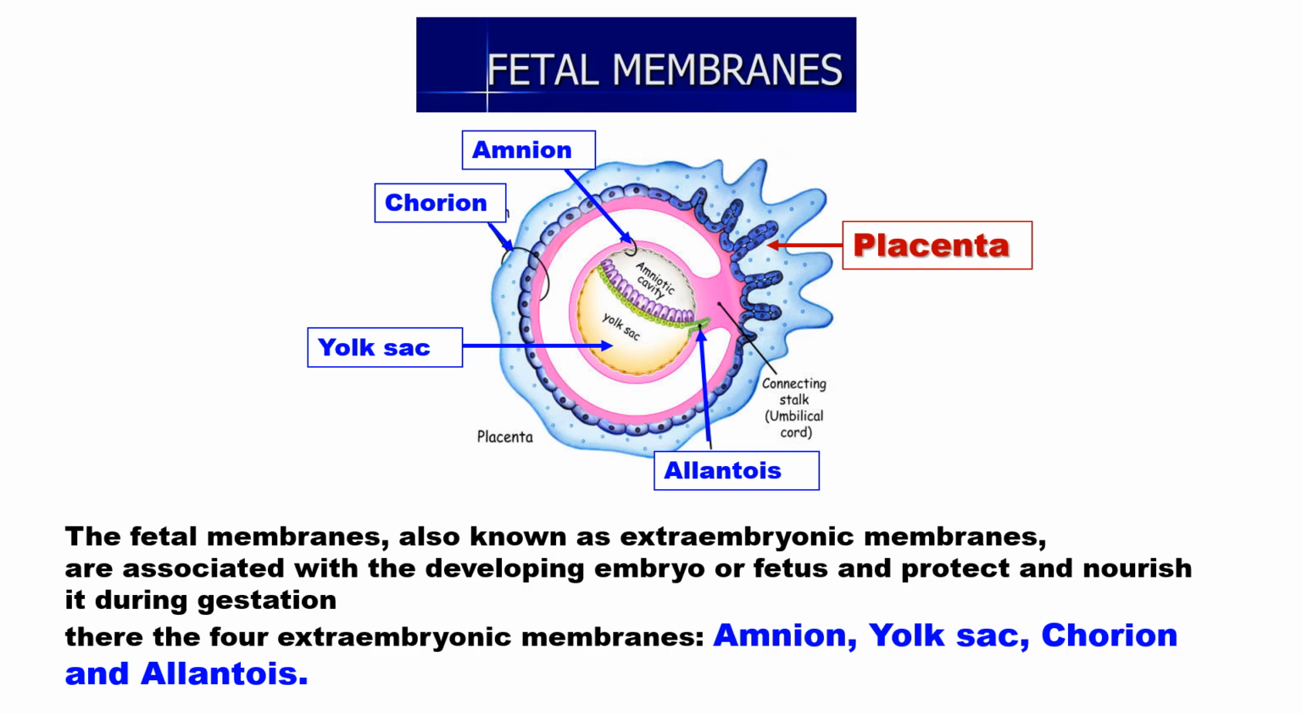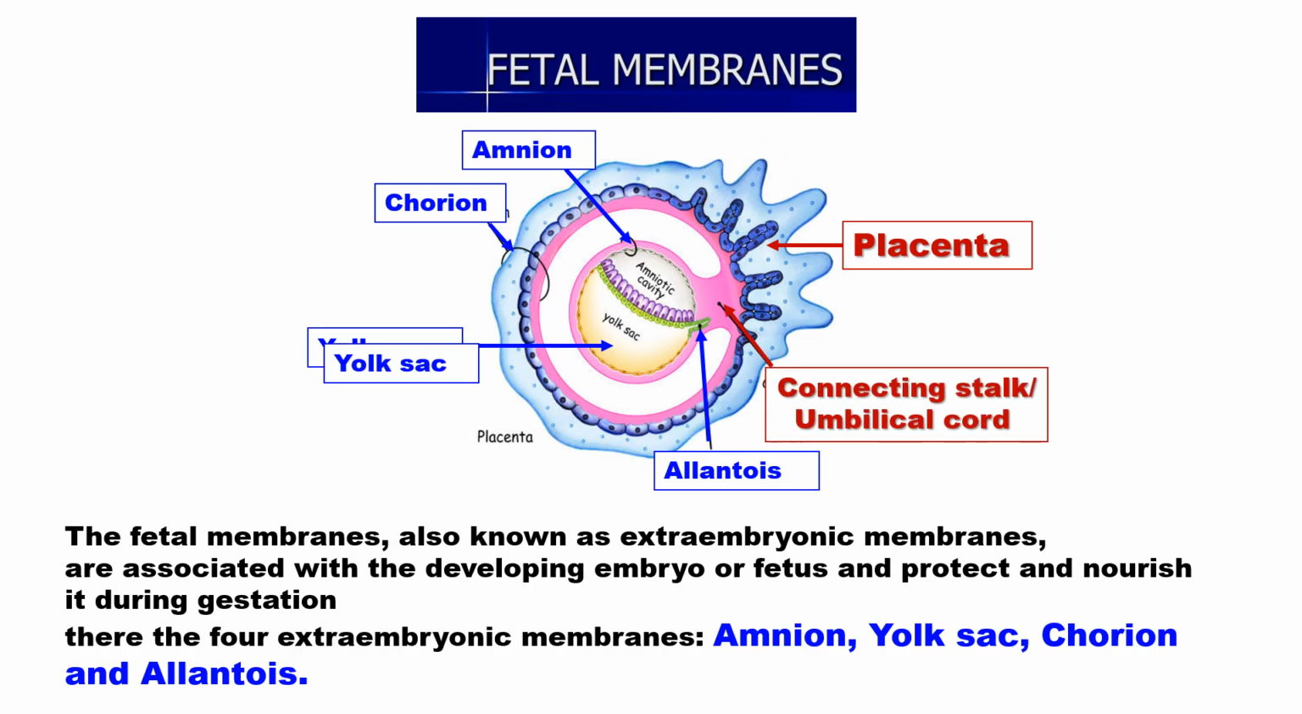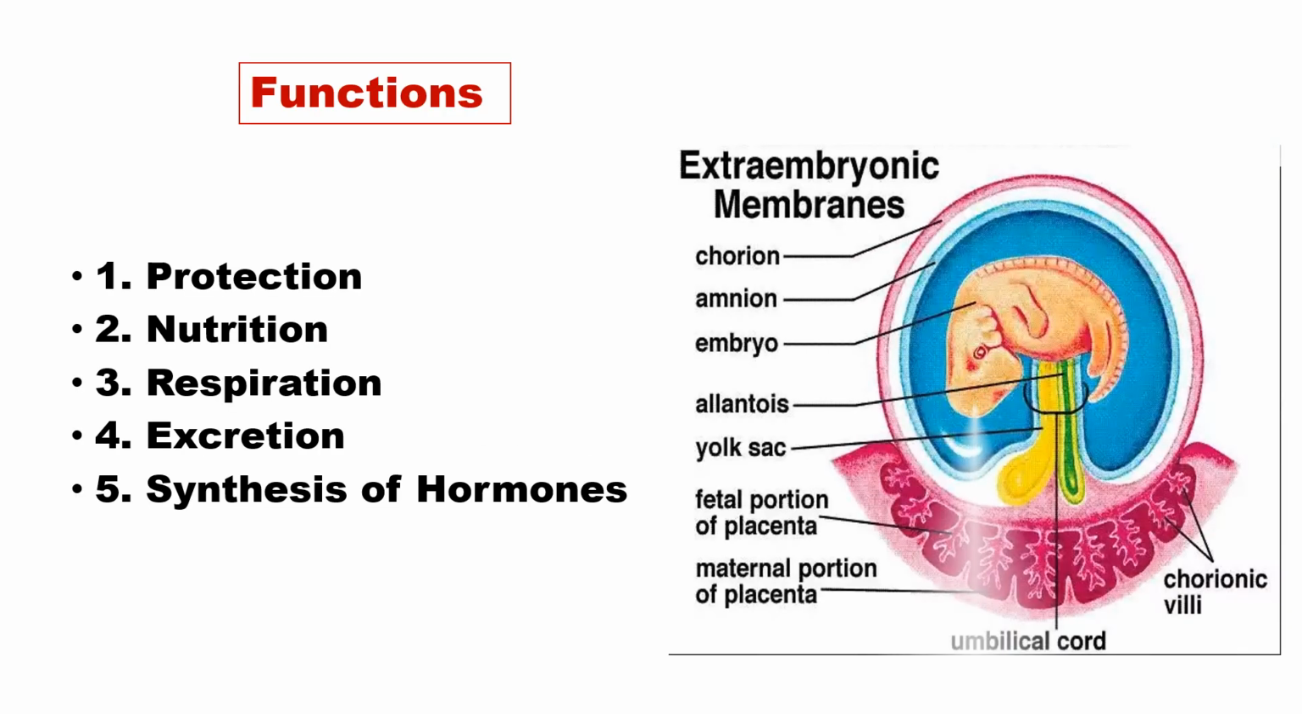Placenta is the most important part of development during the fetal period. It is also included in the fetal membranes, which are derived from the extraembryonic tissues. Connecting stalk, or umbilical cord, mainly connects the placenta with the fetus. The important functions of fetal membranes are protection, nutrition, respiration, excretion, and synthesis of hormones.